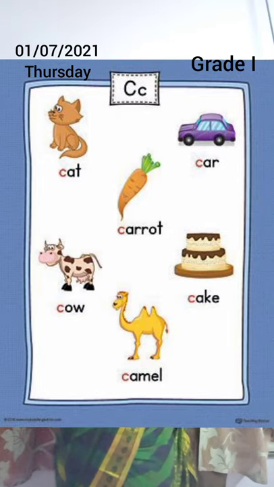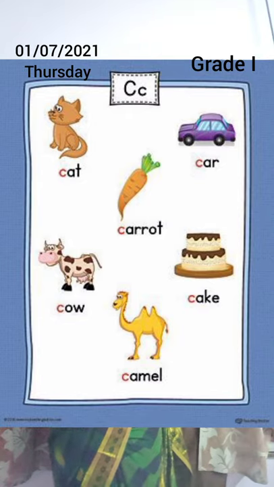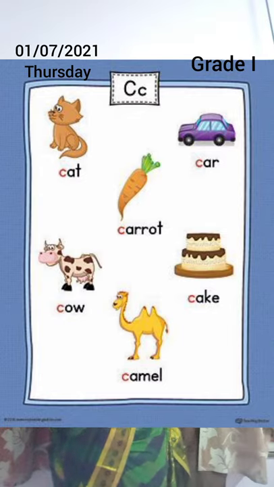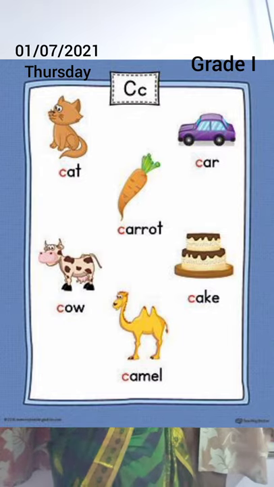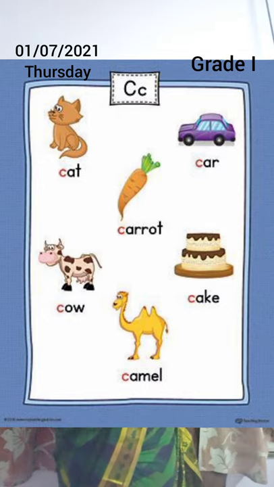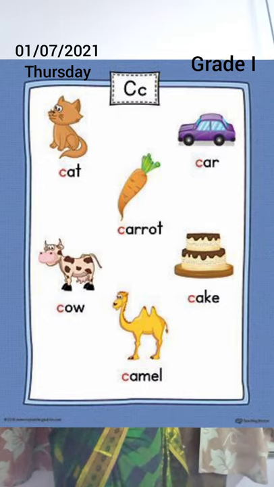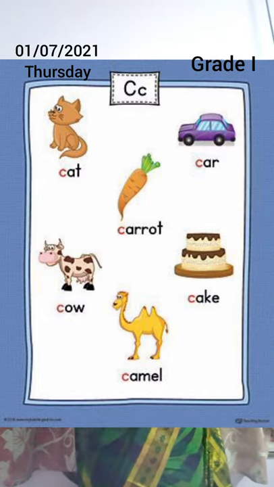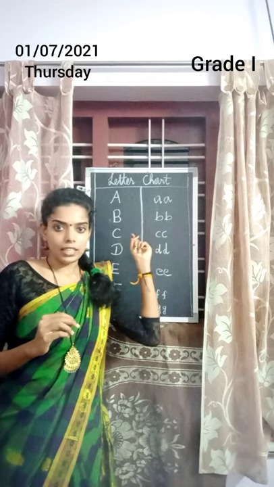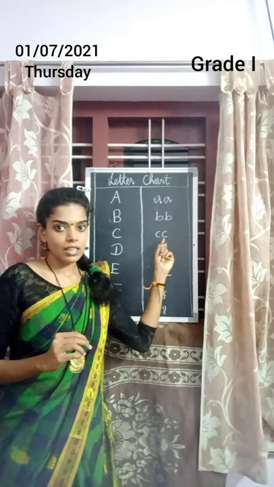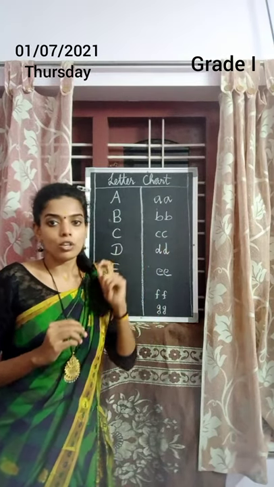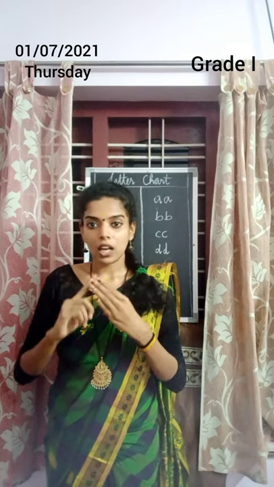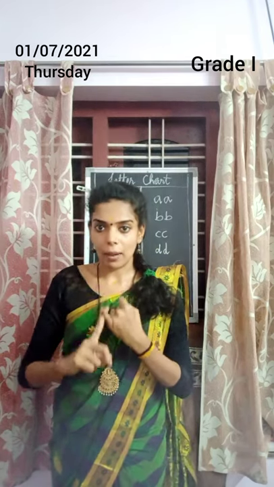C-A-R. Car. Carrot. C-A-R-R-O-T. Carrot. Cow. C-O-W. Cow. Cake. C-A-K-E. Cake. Camel. C-A-M-E-L. Camel. So, the third alphabet is C and the sound is ka. So the examples are cat, car, carrot, cow, cake, camel.